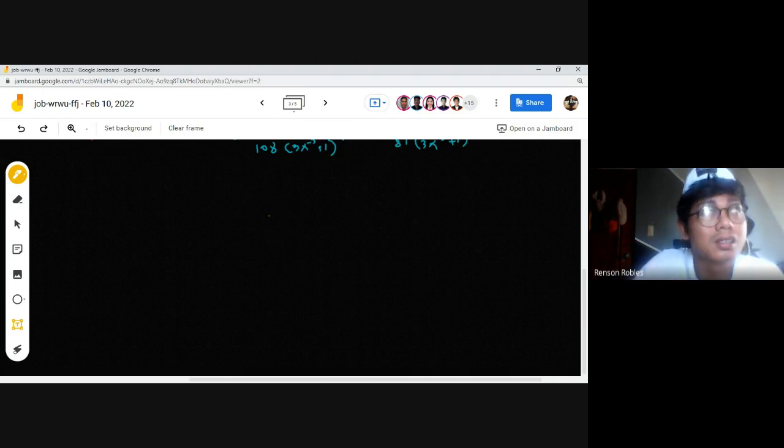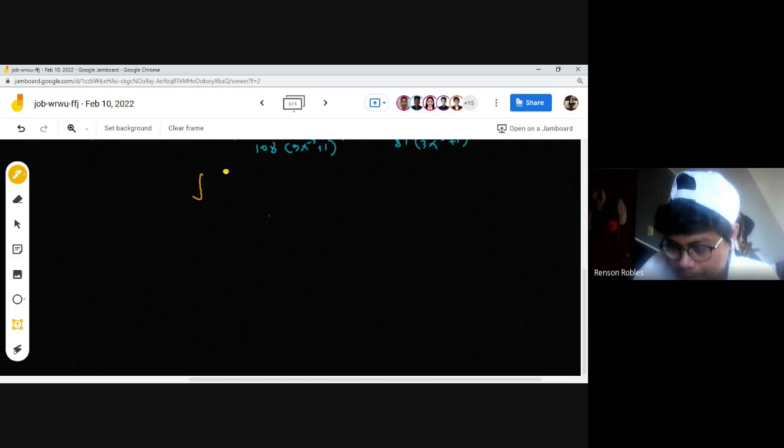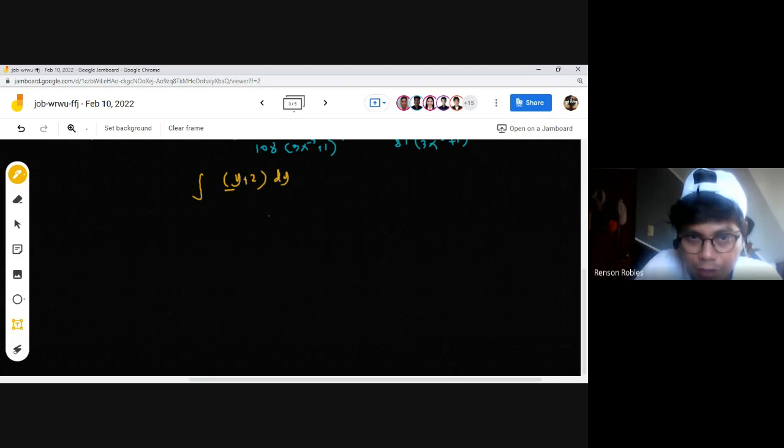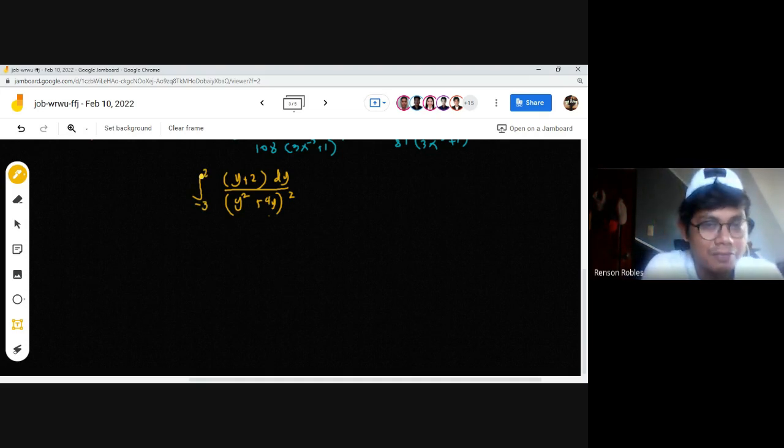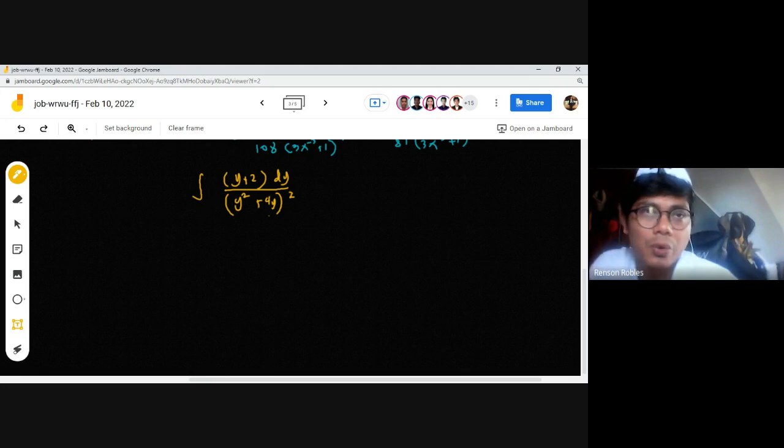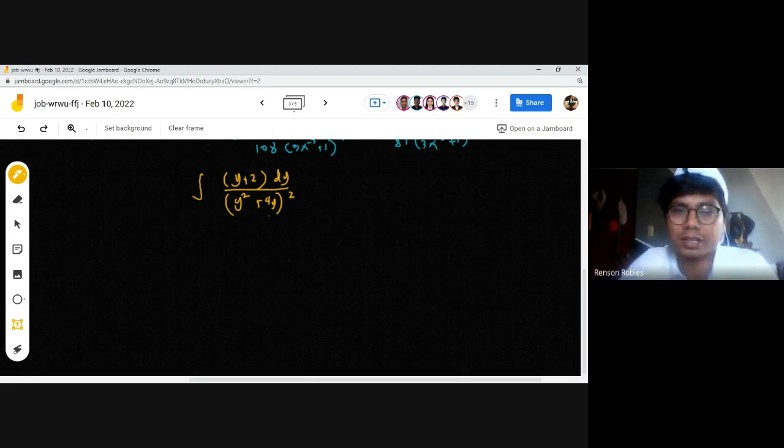Alright. Let me see. Integral of dy all over (y squared plus 4y) raised to the second power evaluated from, say, -3 to 2. What will happen if the lower and the upper limits interchange? Kasi usually the lower limit is less than the upper limit, no? So the upper limit is greater than the lower limit.